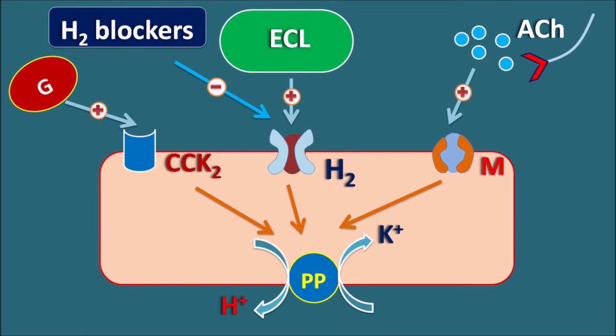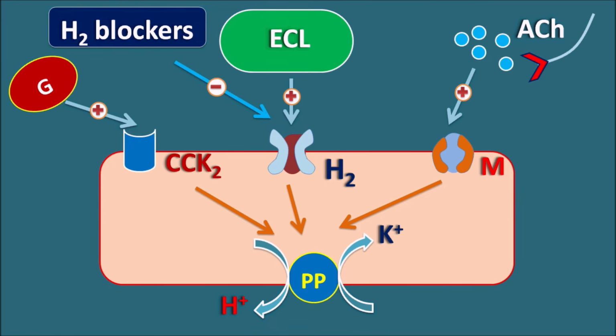For example, in the Zollinger-Ellison syndrome, which is a gastrin producing tumor, the gastrin is more released, which acts on the cholecystokinin receptors, which increase the expression of the proton pumps. In this way, in the Zollinger-Ellison syndrome, the gastric acid is more secreted, but it cannot be controlled by H2 antagonists. Similarly, excessive cholinergic transmission can also increase the gastric acid secretion, which is again not blocked by the H2 antagonists.